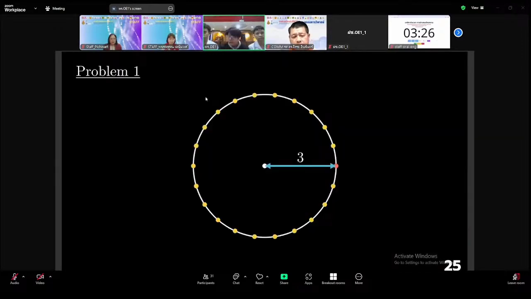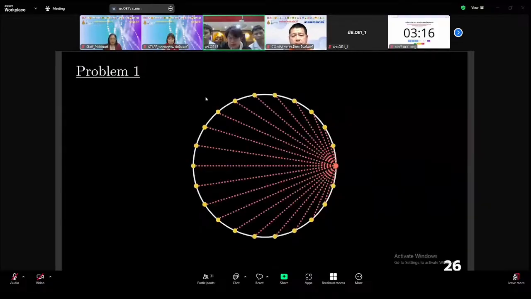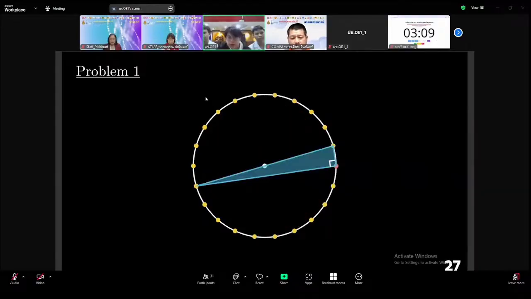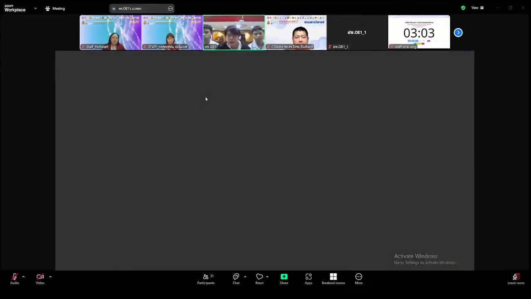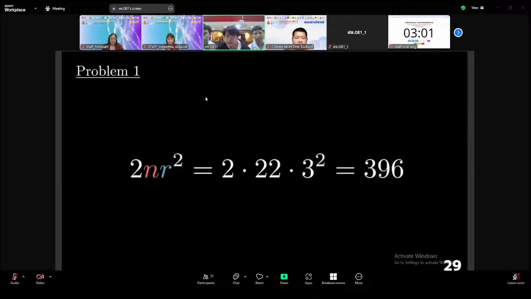Here are some problems related to our topic. Problem 1: given 22 points evenly spaced on a circle of radius 3, we need to find the sum of the squares of these segments. The traditional method uses the Pythagorean theorem on every pair of points. Compared to the other formula, it also provides the same answer, but it's easier and quicker.